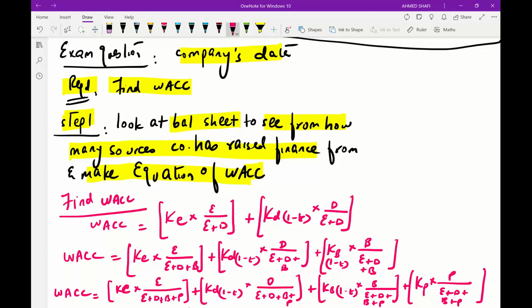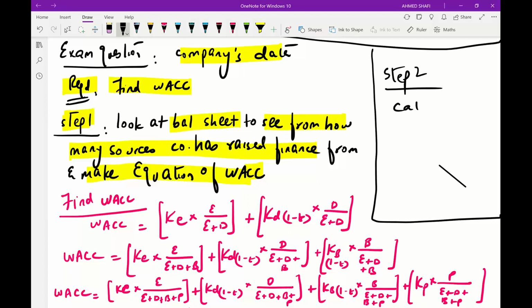What is the advantage of this? Once you make the equation in step 1, you know which variables you need to calculate. So in step 2, calculate the required variables, and WACC is done.